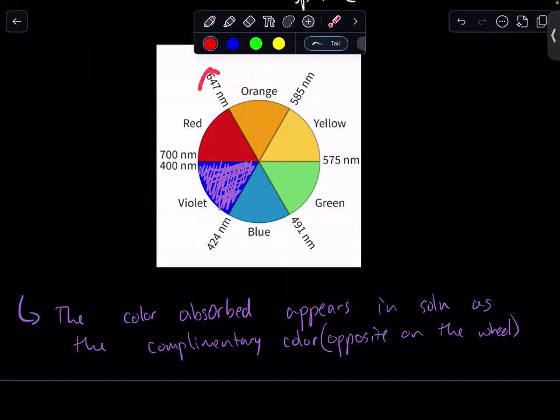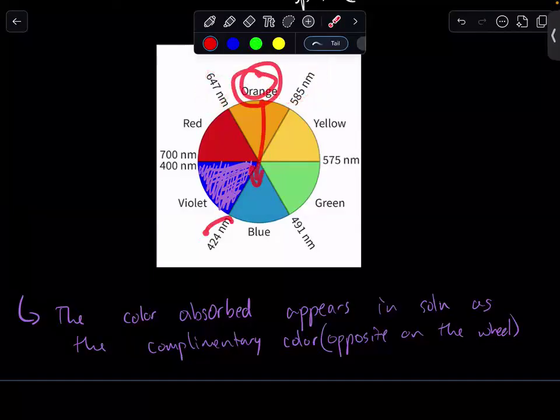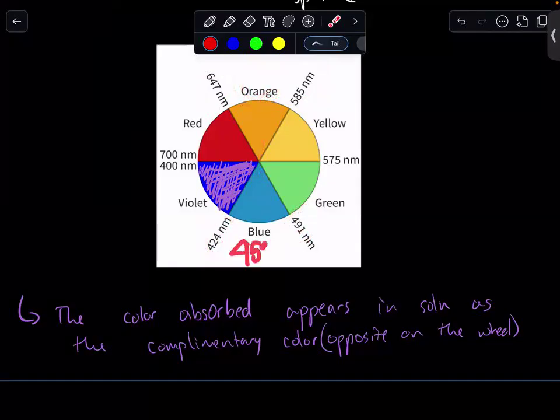We have ranges of wavelength. So anything that appears orange is actually absorbing light between 424 and 491 nanometers. So if it's absorbing about 450 nanometer wavelength, the solution will look orange. If it's absorbing about 525 nanometer wavelength, the solution will appear red. If it's absorbing 410, it will appear yellow, etc.